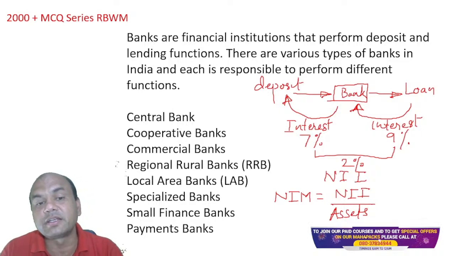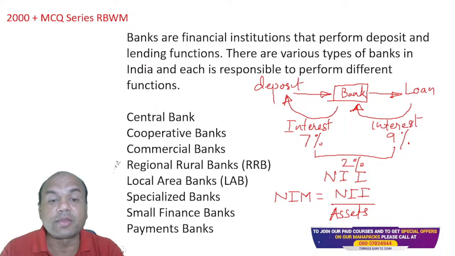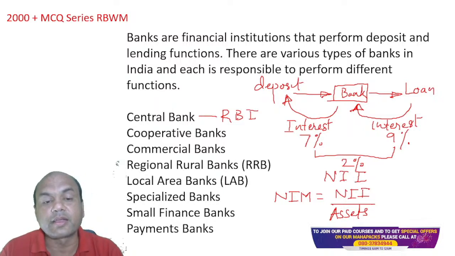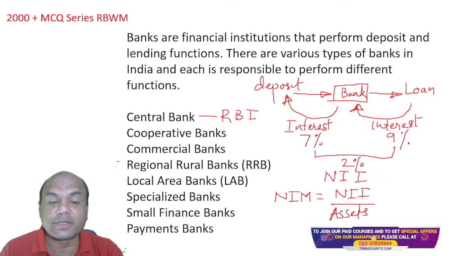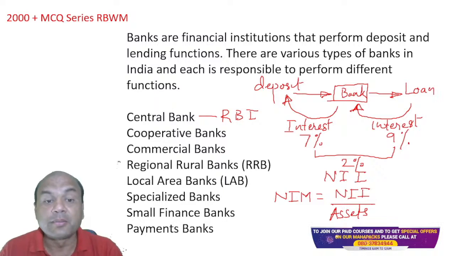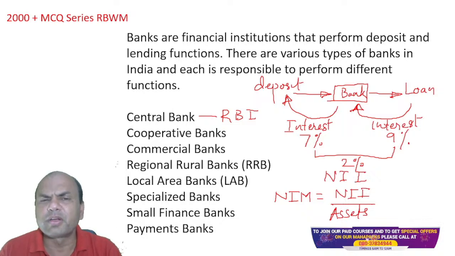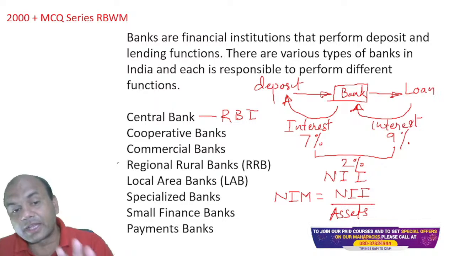So what are the various banks in India? One is the central bank. Central bank means RBI over here. It's not Central Bank of India, it is RBI. Second, cooperative banks, commercial banks, RRBs, local area banks, specialized banks, small finance banks, and payment banks. If you count, 3 plus 3, 6 plus 2, that is 8 types of banks. Plus there are others which are not added over here, like investment banks. Investment banking is not added because that's a totally different feature, but it is also a part of banking.